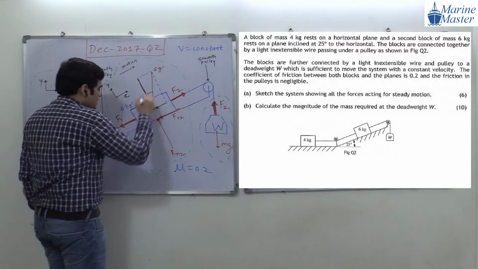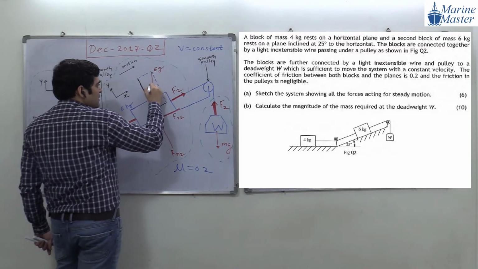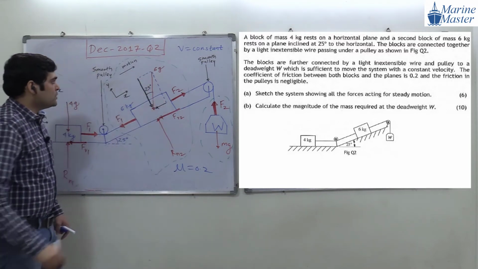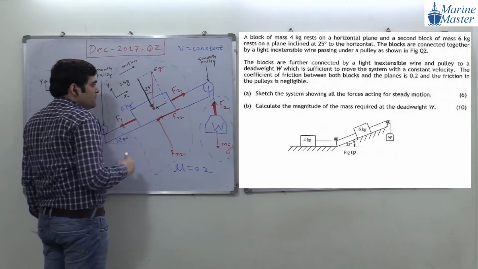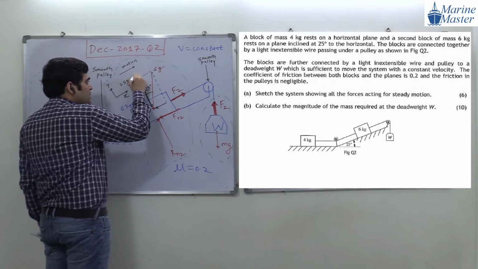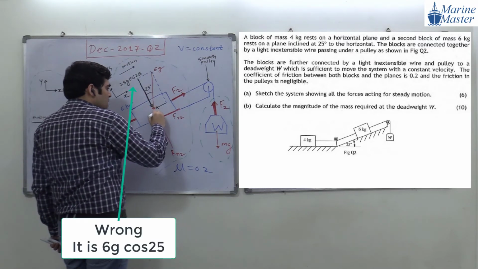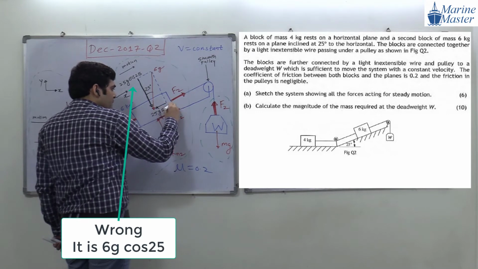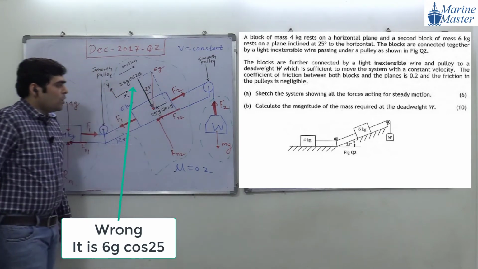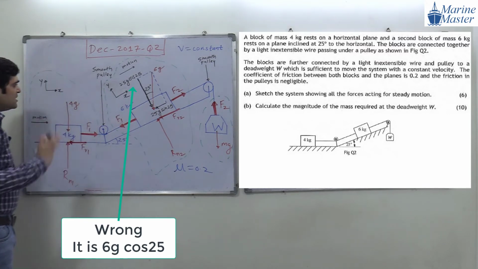This angle will be what? If this angle is 25, then this angle will be what, guys? 25 degree. So this component will be what? 25g cos 25. And what about this component, guys? 25g sin 25. Okay guys, are you getting my point? Try to see the scenario here, everyone. Any doubt in this drawing?